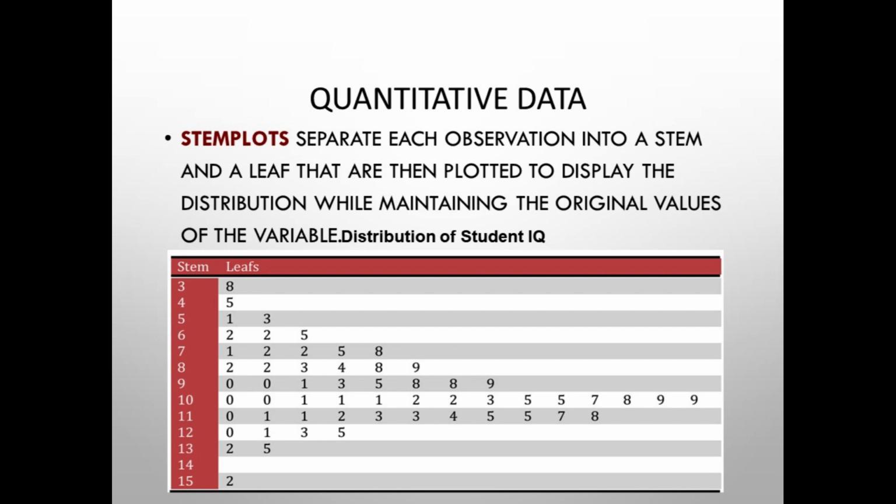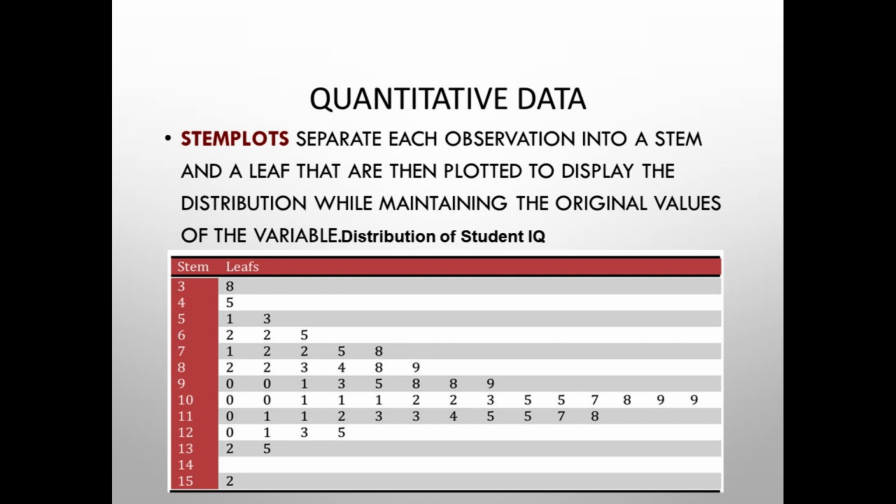For instance, in the first row, we have a stem of 3, which represents the tens digit, and a leaf of 8, which represents the ones. Together, they make an IQ of 38. In the third row, we have a stem of 5 and 2 leaves, 1 and 3. This means that one student has an IQ score of 51 and another student has a score of 53. For each stem, the number of leaves shows the number of students who have scores at that level.